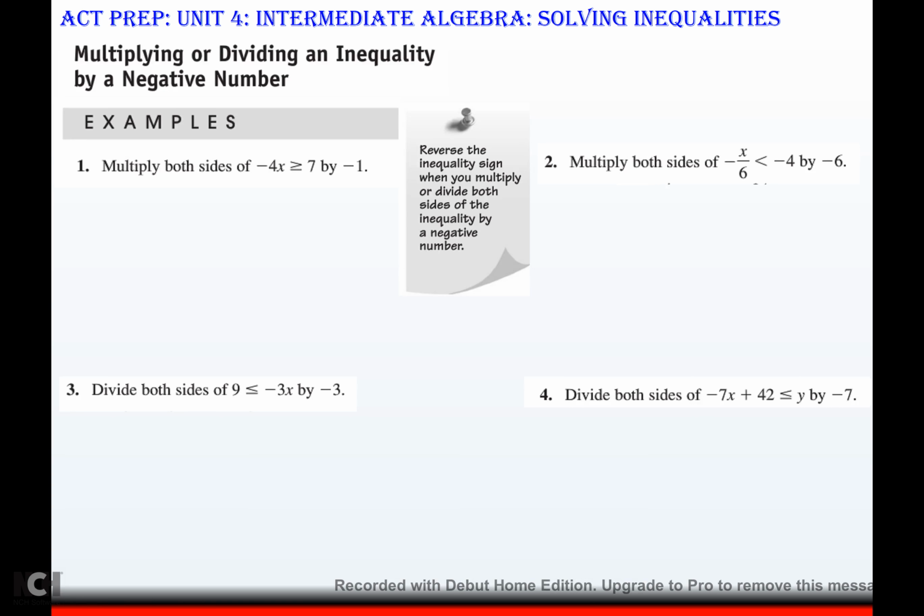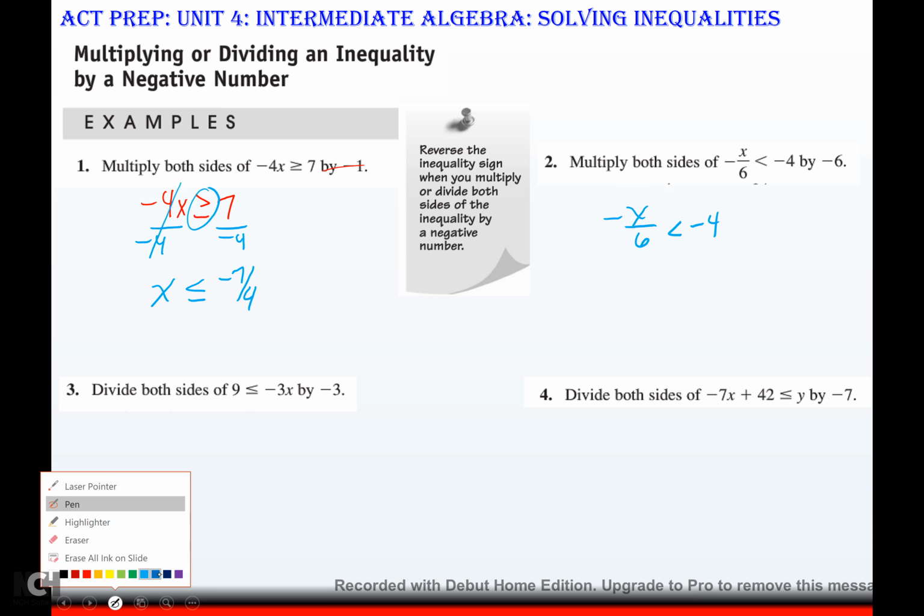Okay, so this one, they want you to multiply both sides by -1, but we're just going to go ahead and solve this. You're trying to get x alone. So to get x alone, I need to divide by -4 on both sides. That will cancel, drop the x, but because I'm dividing by a negative, this guy turns around. So instead of greater than or equal to, it's going to be less than or equal to -7/4.